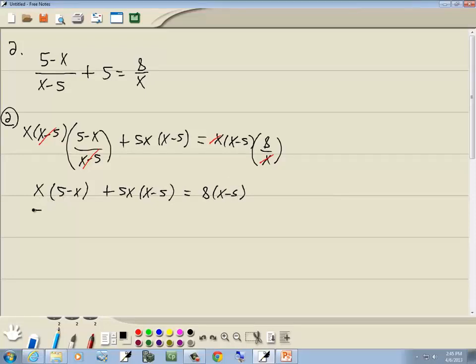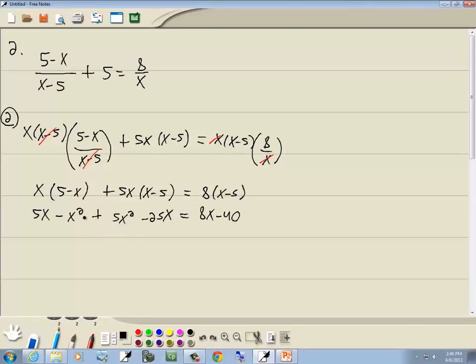Well, x times 5 is 5x. x times negative x is negative x squared. Plus 5x times x is 5x squared. 5x times negative 5 gives us negative 25x. Equals 8 times x is 8x. 8 times negative 5 is negative 40.